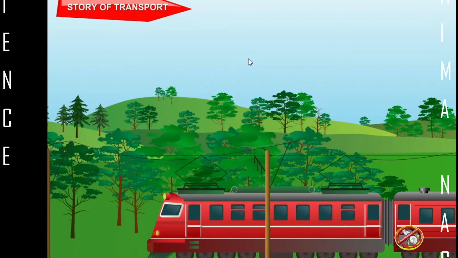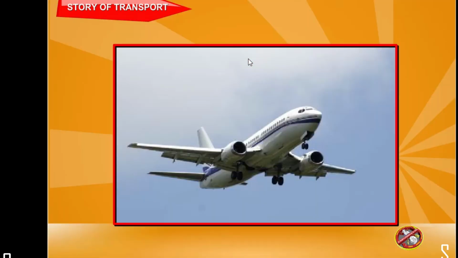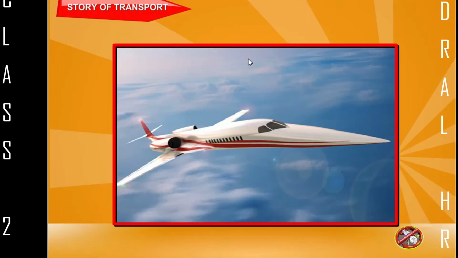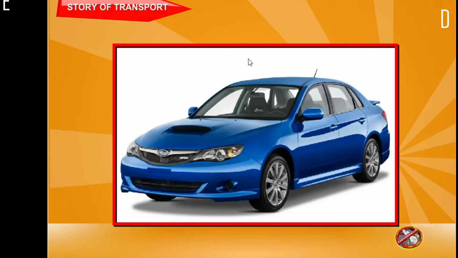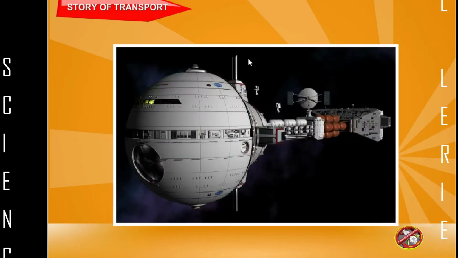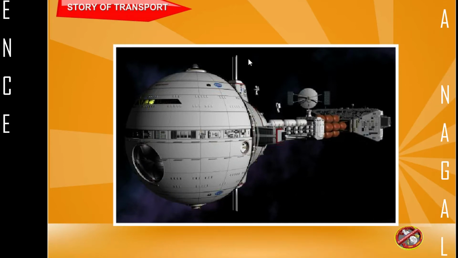Today, electric trains, aeroplanes, supersonic jets, and high-speed automobiles have further reduced the time taken to travel from one place to another. Spaceships are used for transportation to outer space.